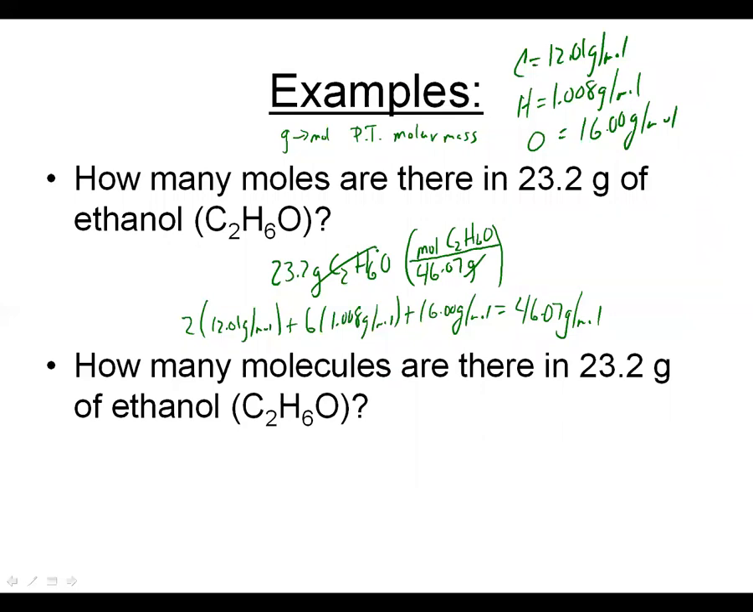So we're going to take 23.2 divided by 46.07. And that is going to get us 0.504. And again, this would be moles of C2H6O. That would be the answer there to the top part. Any questions on that one?